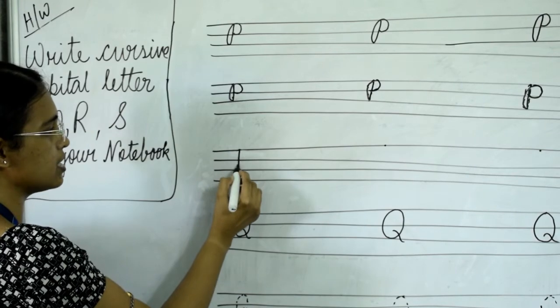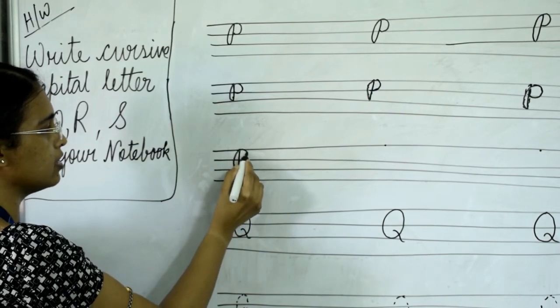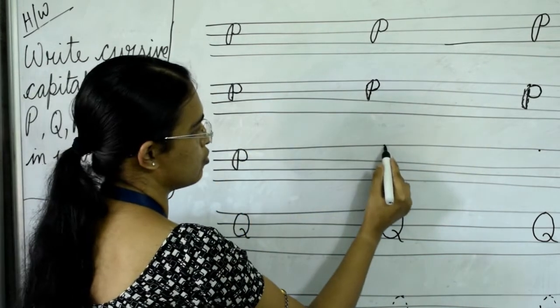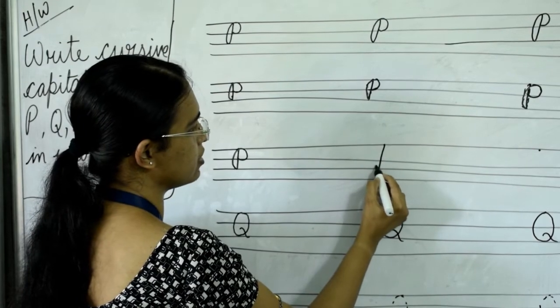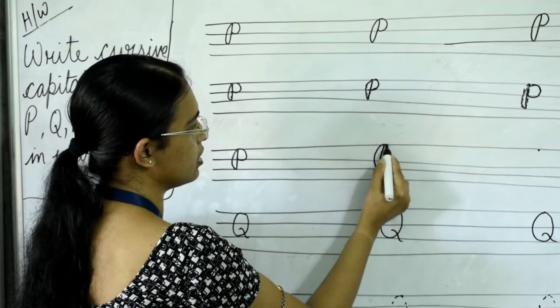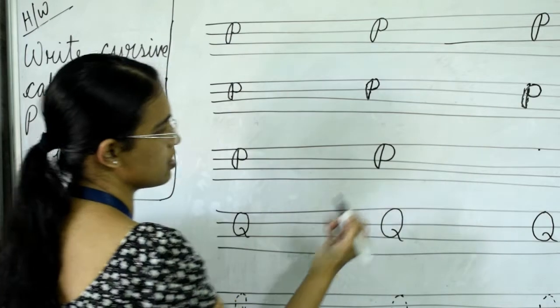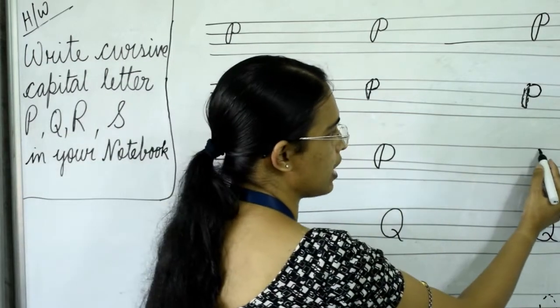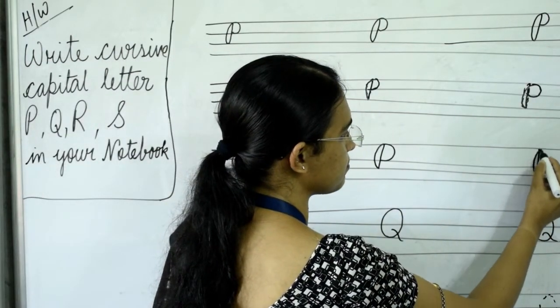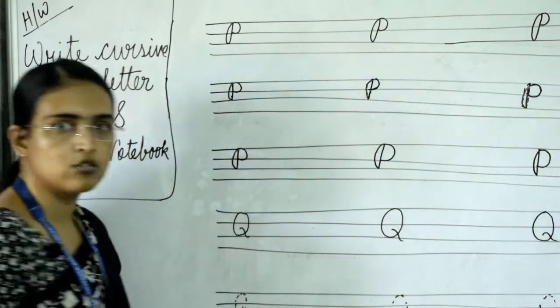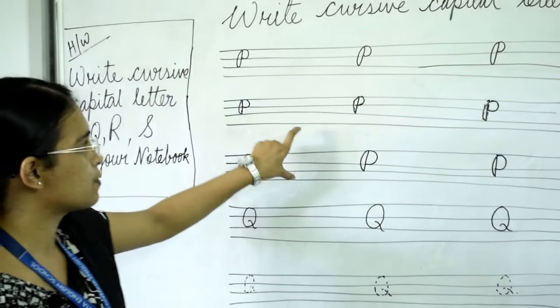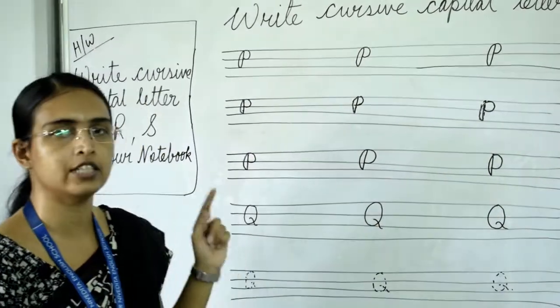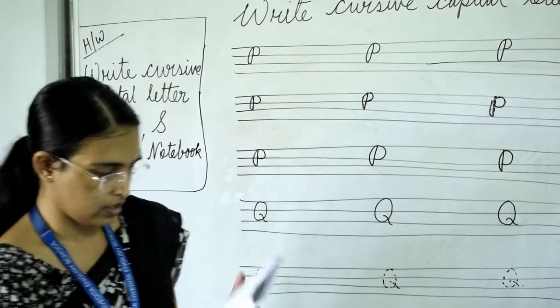Which letter is this? This is cursive capital letter P. Draw a straight line, then a curved line, then a half circle like this. Okay, so in this way you have to write this P in your CW and in your HW copy.